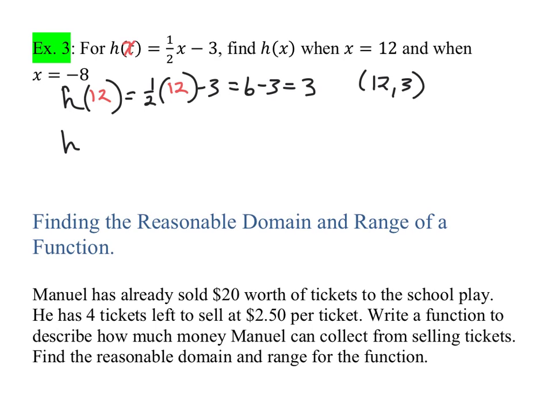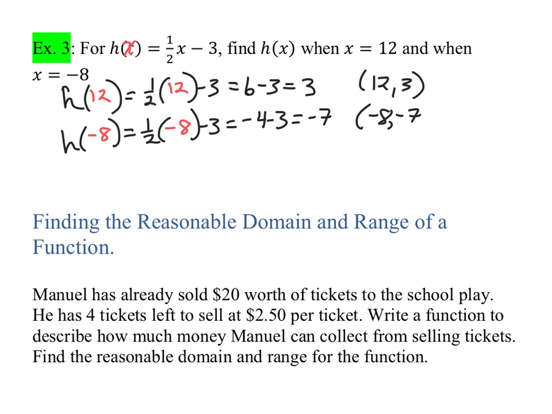So then your second input is going to be negative 8. So I replace x with negative 8. So half of negative 8 is negative 4 minus 3 equals, and this is negative 4 plus a negative 3, which would be negative 7. When x is negative 8, h of x is negative 7.